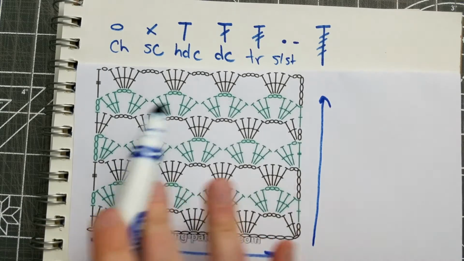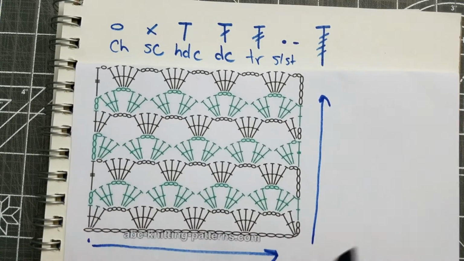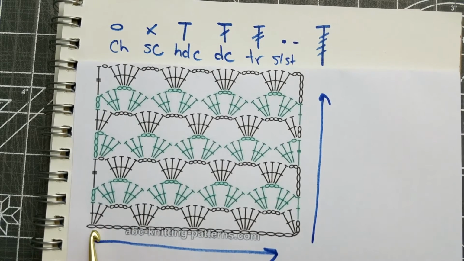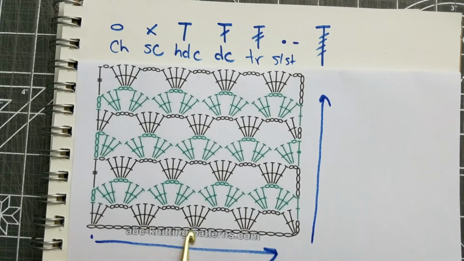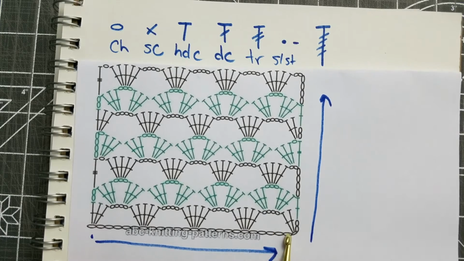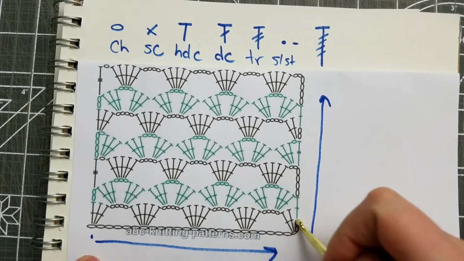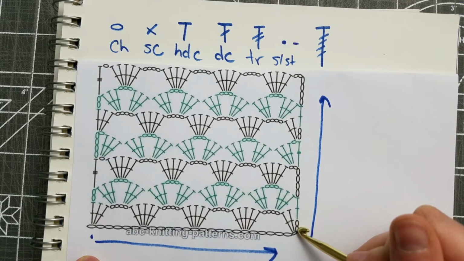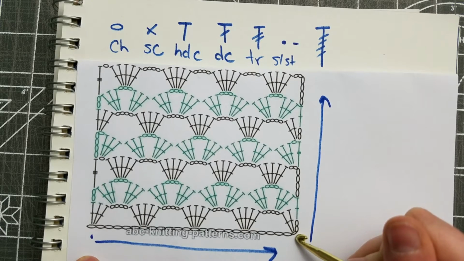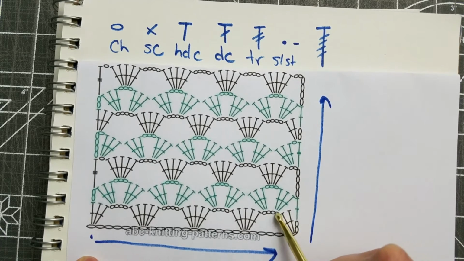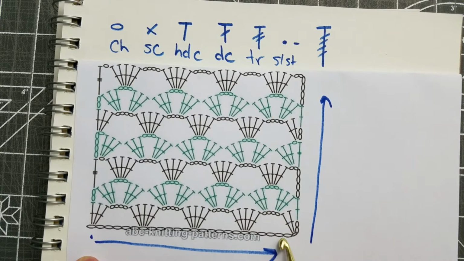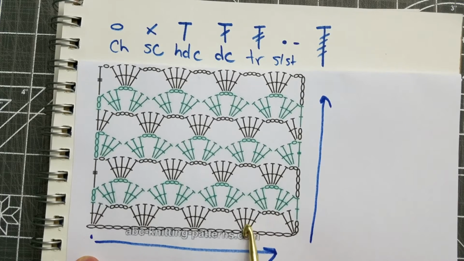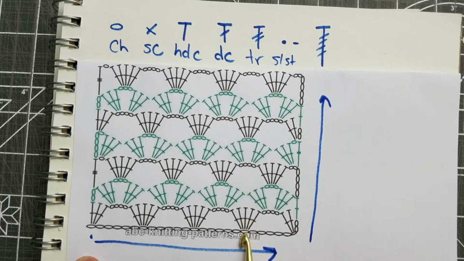This chart is also helpfully color-coded so you can see which rows are which. You can see we start with a whole bunch of chains. If you were doing this for real, you would count them out. And then you're doing 2 double crochets in the 3rd chain from your hook. You're doing 4 chains. You're skipping 1, 2, 3, 4, 5 chains. And then you're doing 5 double crochets in this chain.